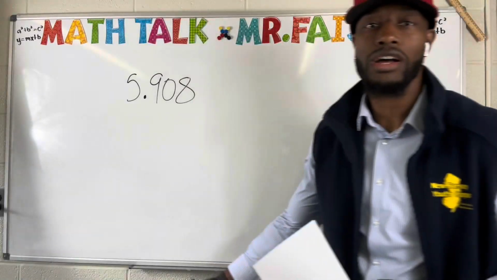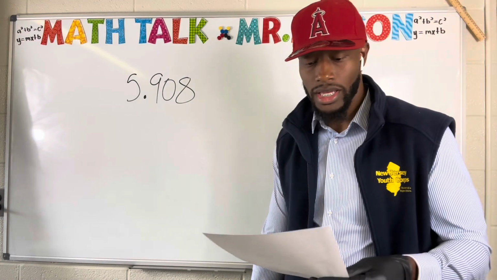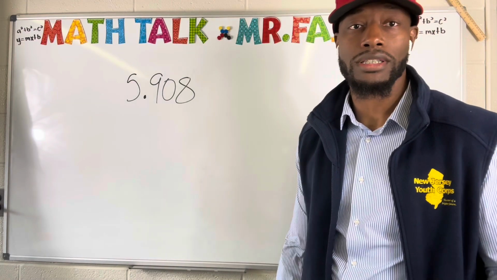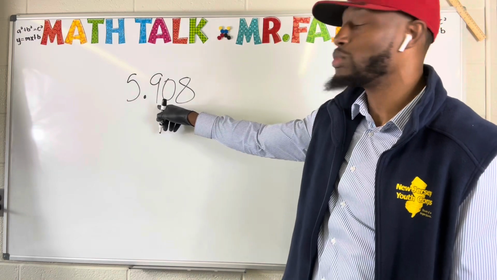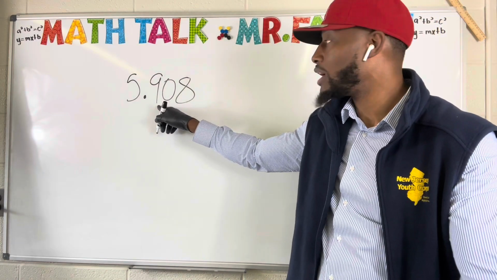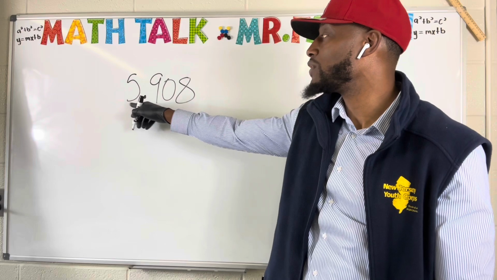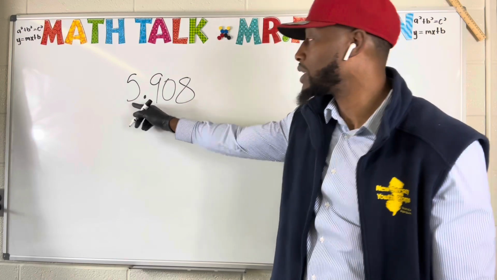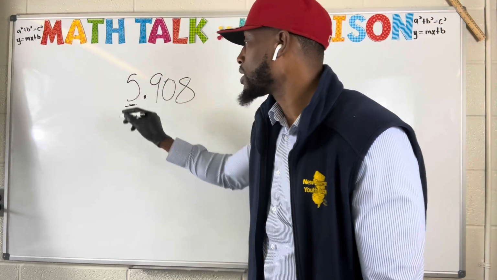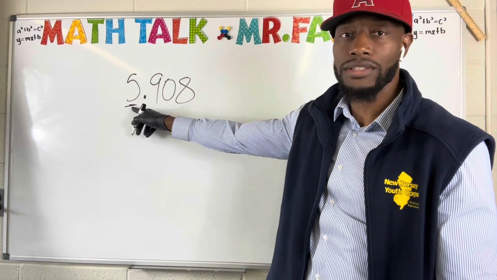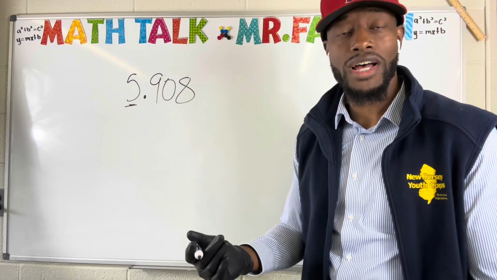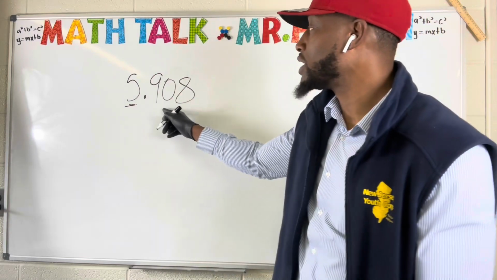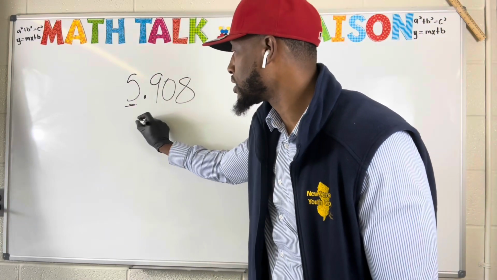All right, I had 5.908, and they're asking me to round it to the ones place. Remember, behind the decimal, the first one is the tenths. So when we get in front of that decimal, the first one is the ones place. Once we find out what they're asking for, we go to the number behind it. That 9 is more than 5, so we go up. So this 5 just turns to a 6.